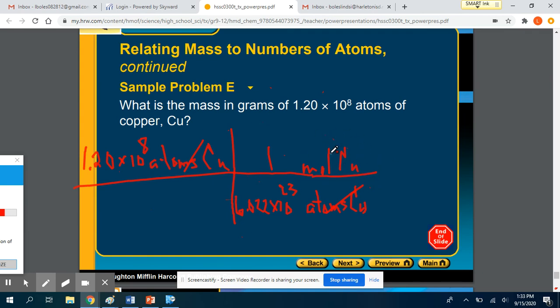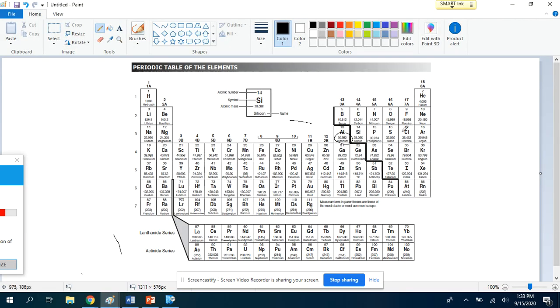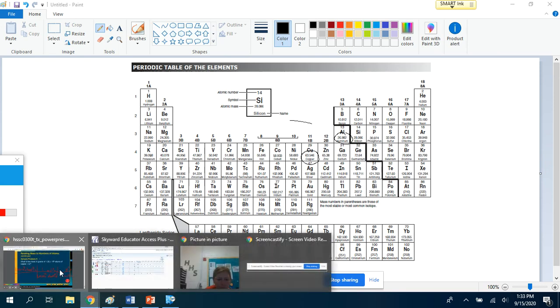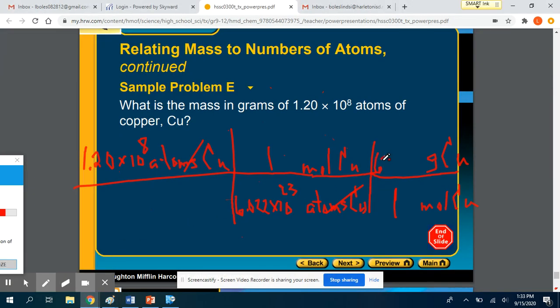Well, now I'm in moles of copper. I'm not into grams yet, so I'm going to go one more box. This unit will go down here to mark out. And now I can go to grams of copper because I have a conversion factor that lets me. In 1 mole of copper, we just looked this up a while ago, but just to make sure, in 1 mole of copper, there is 63.546 grams of copper.